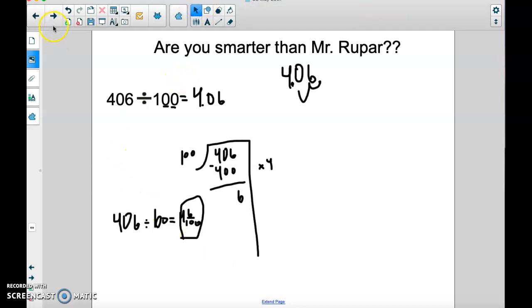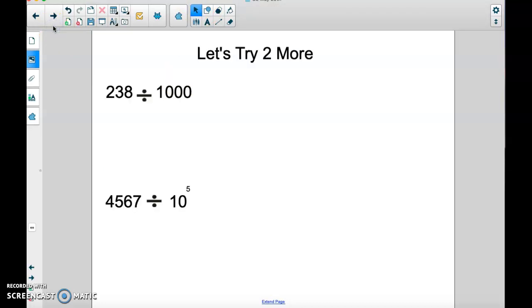All right, so back to it. Let's go ahead and try two more real quick. Pause your video, solve both of these efficiently, and then come back and join us. The first one is 238 divided by 1,000. Hold it up on your hand: how many place values do I need to go back if I'm dividing by 1,000?